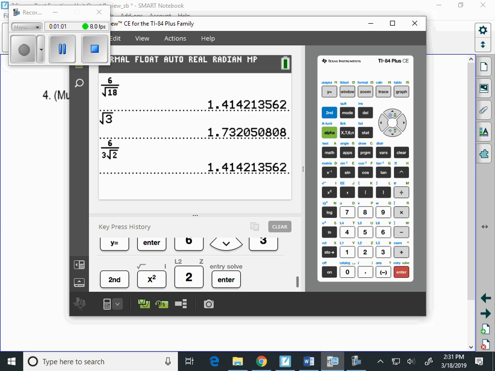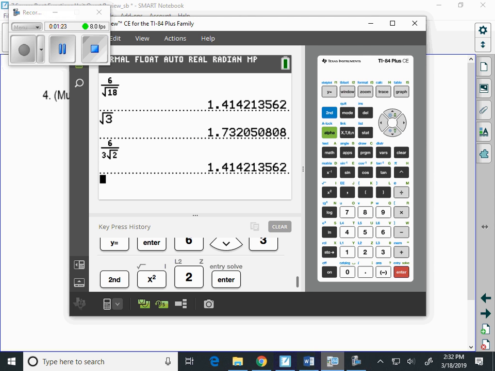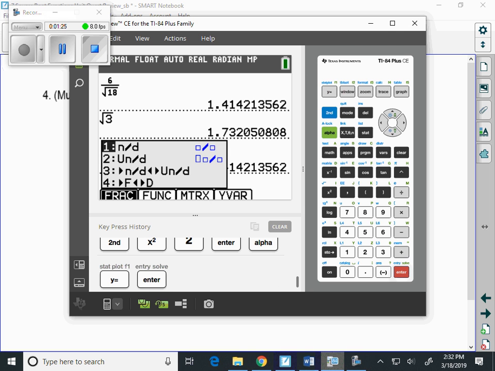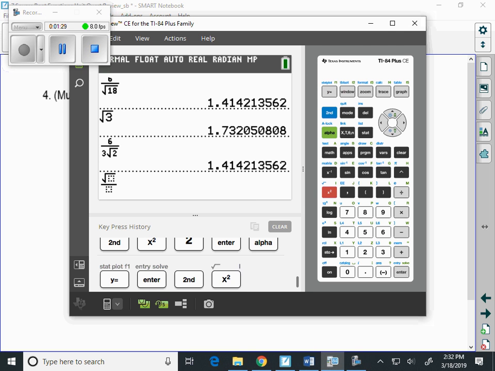Oh, look. It looks like that one is the same value, but is it the fully simplified form? Actually, since there's a radical in the denominator, it's not that one. In fact, I should have crossed that one out to start. So it's not B. Let's try C, which is in simplified form. We get our fraction button: square root of 2 divided by 2.